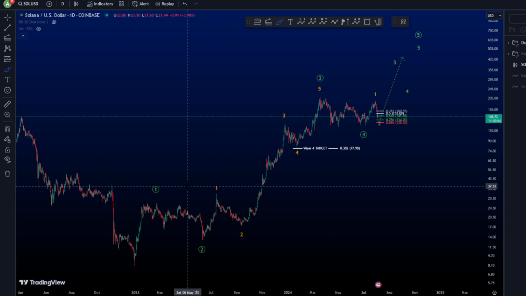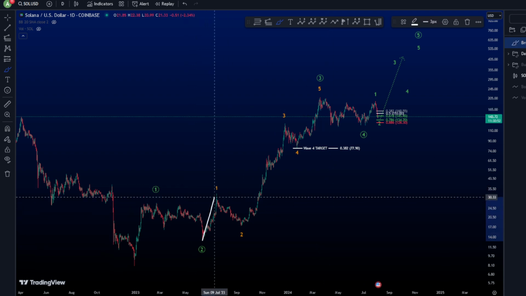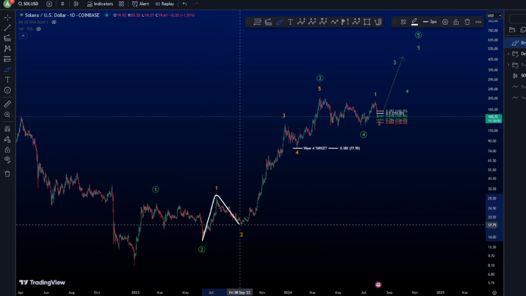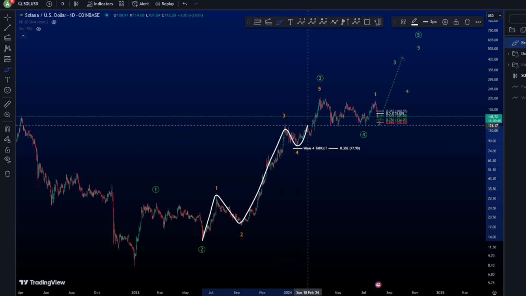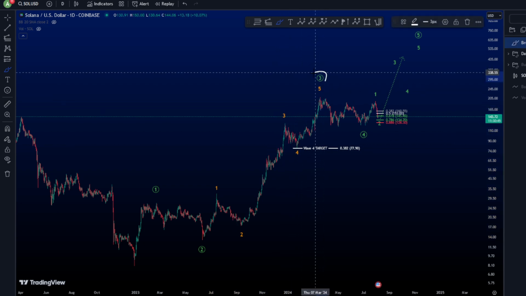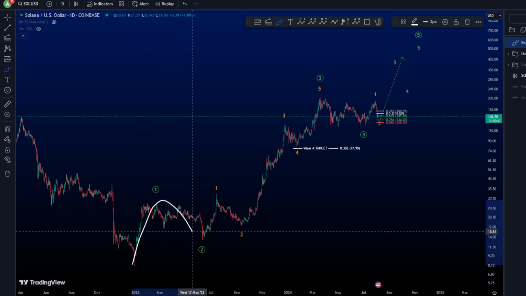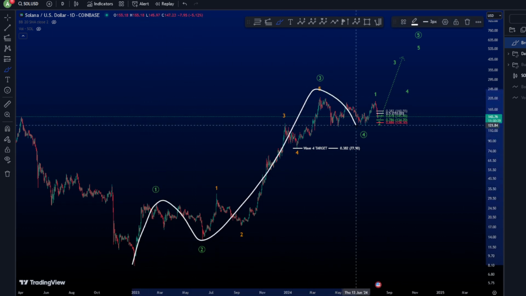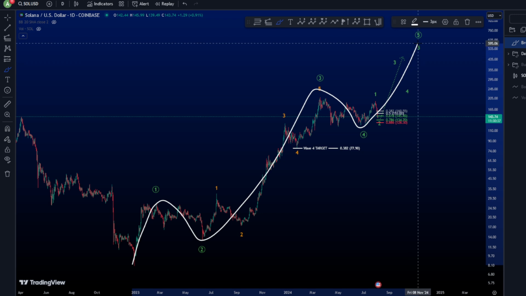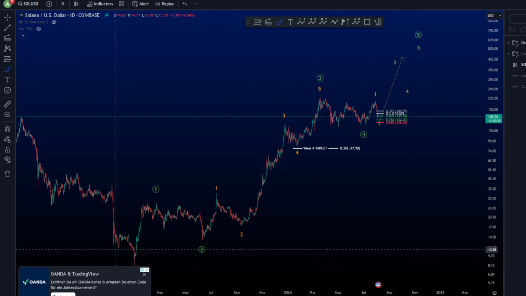Inside the daily chart of Solana, we can see a clear impulse in orange color 1, 2, 3, 4, 5, finishing the wave 3 of a bigger impulse happening inside Solana. 1, 2, 3, finished 4, and we are looking for a wave 5 towards the upside.